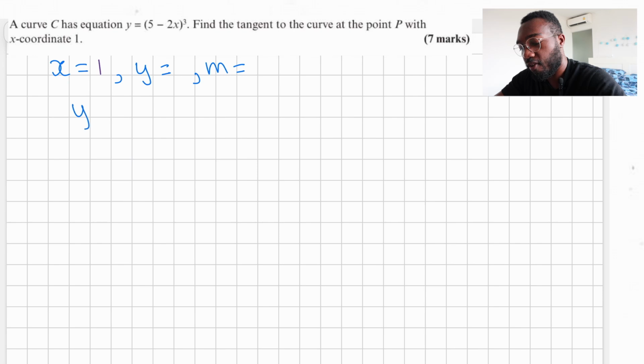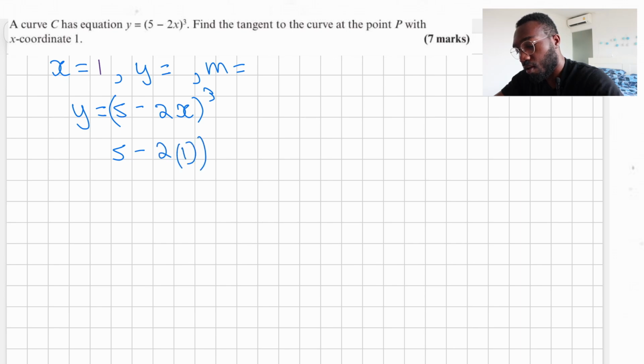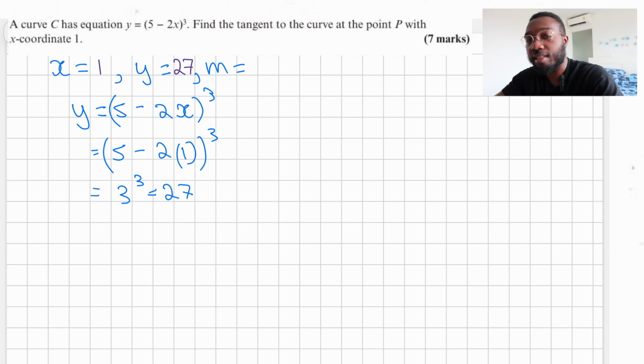In this case, if we have y equals (5 minus 2x) all cubed, then if we put 1 into that, that will just be (5 minus 2 times 1) all cubed, which is 5 minus 2, which is 3, and then that is all cubed. That would give me 27. So we know that y is equal to 27. Now we need to work out m.